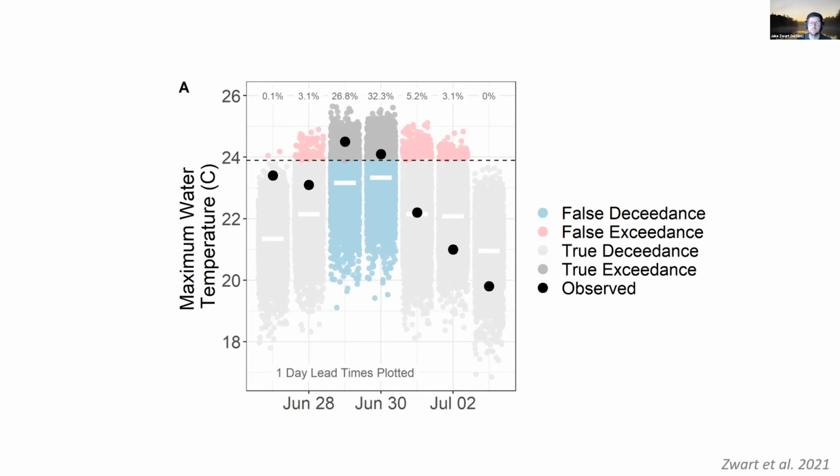and false exceedance is in the more salmon color. And at the very top here, we have the probability of that day exceeding this thermal threshold. This is a metric that the reservoir managers and operators were using to decide on whether or not to release water. And we can see that the days around these exceedances had a much lower probability of exceeding that threshold, and on the days that it did, it was predicting about a 26% or a 32% chance of exceeding that thermal threshold.